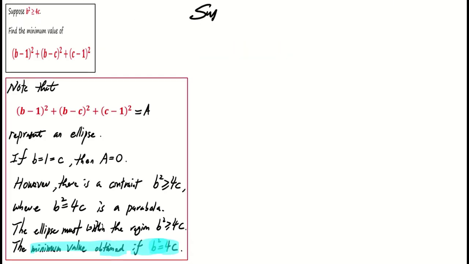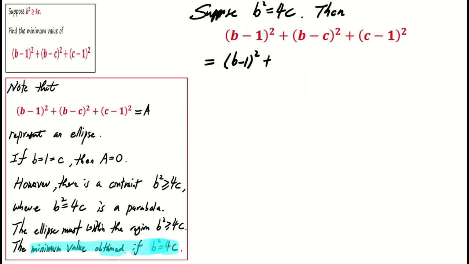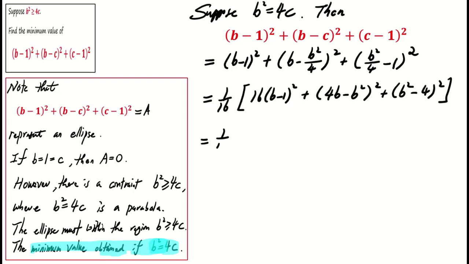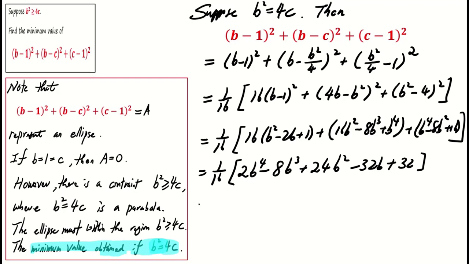With this condition, our expression transforms into (b minus 1) squared plus (b minus b squared over 4) squared plus (b squared over 4 minus 1) squared. Expanding this, we get a 4th degree polynomial. That is 1 over 8 times (b to the power 4 minus 4b cubed plus 12b squared minus 16b plus 16).